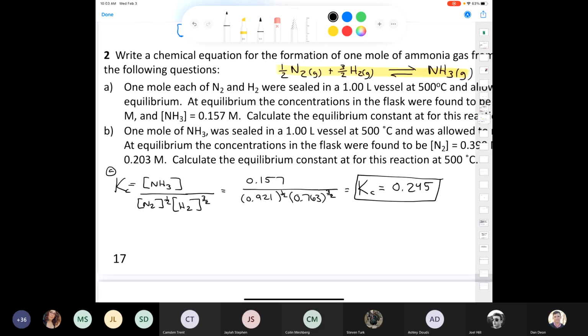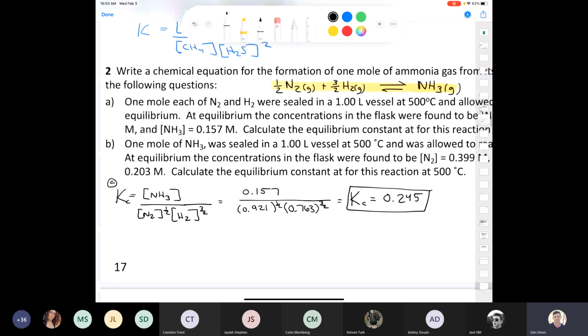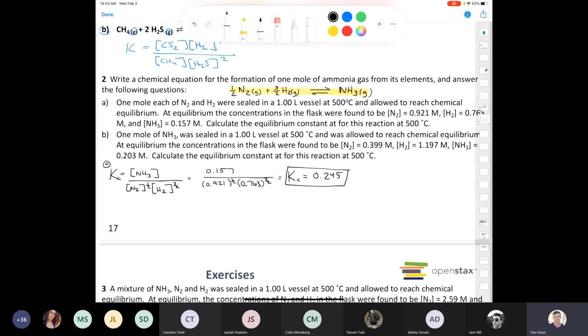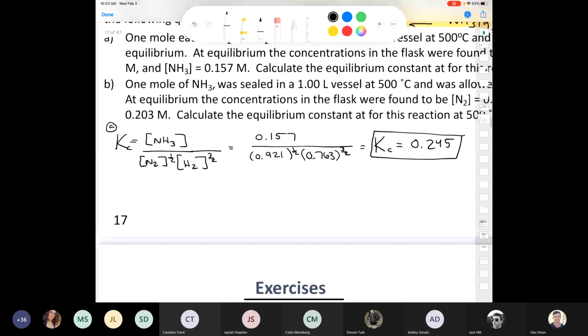Now, in the next problem, part B, it says 1 mole of ammonia was sealed in a 1 liter vessel at 500 degrees Celsius and was allowed to reach chemical equilibrium. At equilibrium, here are the concentrations. They're all given to you. Calculate the equilibrium constant for this reaction. Let's do the exact same thing. And there we go. Let's give it a try.